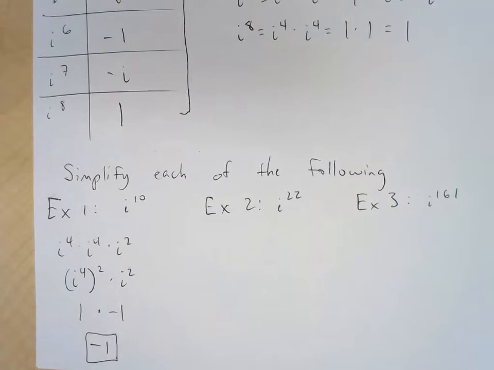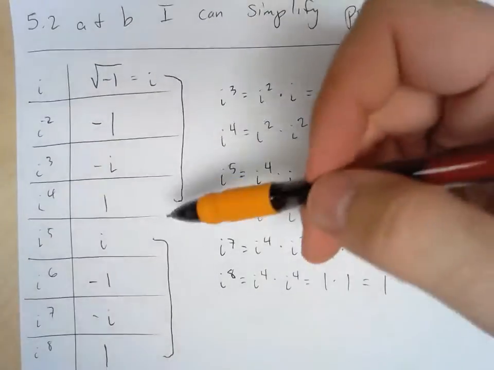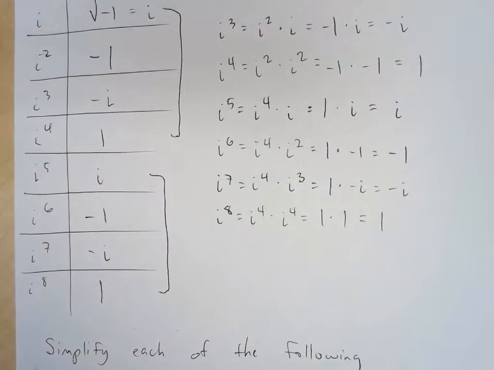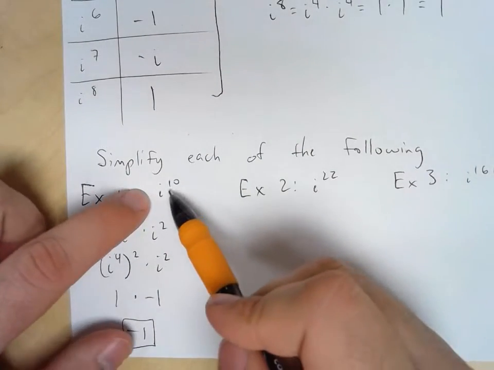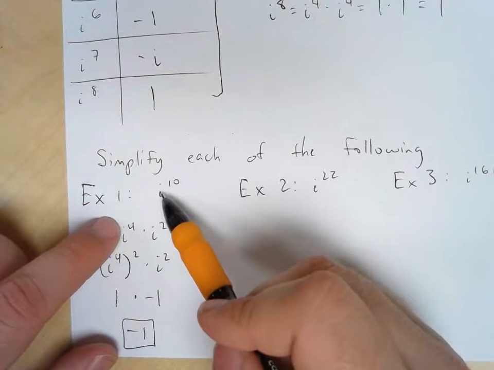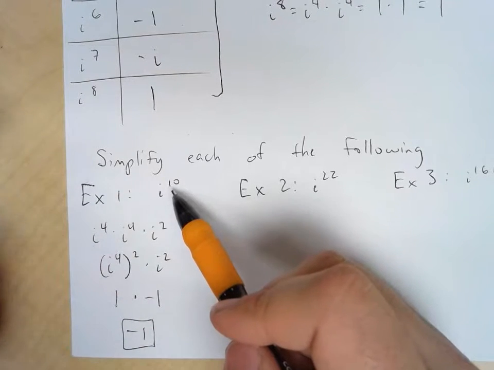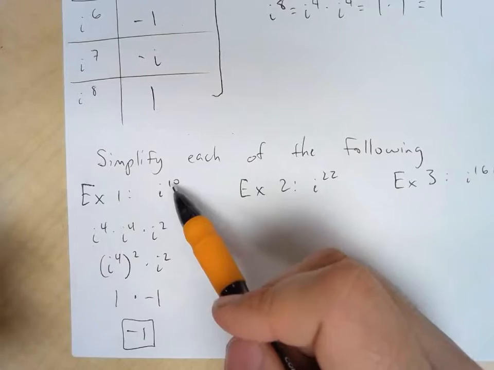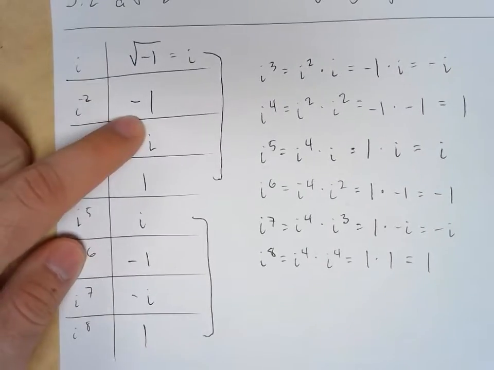But what we can also notice is that if we have batches of 4, we can just divide the exponent by 4 and figure out the remainder. So we divide the exponent by 4. We'd have 2 sets of 4. We'd have a remainder of 2 because 4 times 2 gives us 8, 2 more. We look at i to the second, which is going to give us -1 as our answer.